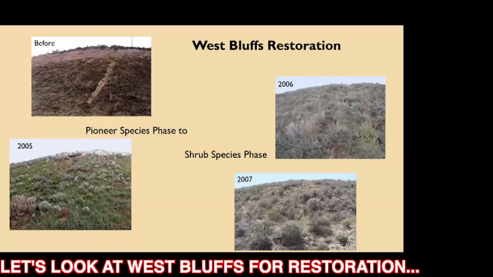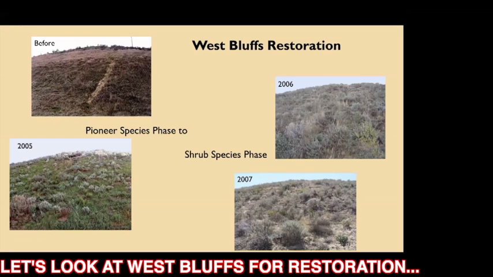So let's look at West Bluffs for restoration. So these are the slopes, you know, above to the south of the Ballona wetlands. They're a sandy, sandy bluff. And this is what they looked like when we started the restoration. It was mainly wild radish, short pod mustard, and annual European grasses, with a shrub here and there to give us an idea what it might have been.